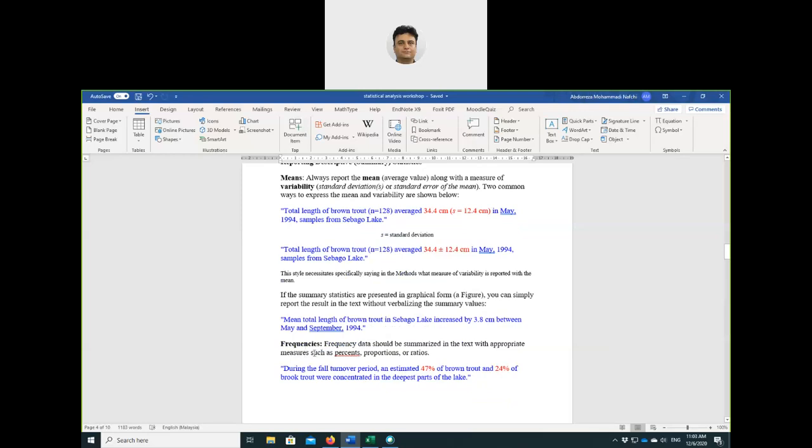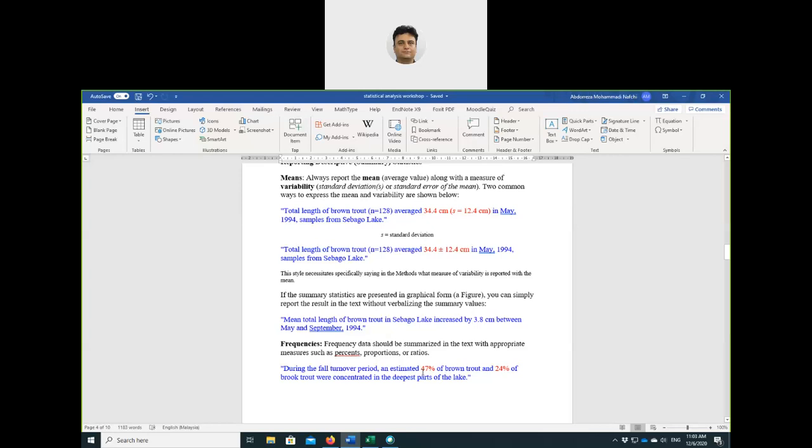If you want to report frequency data in your text, frequency data should be summarized in the text with appropriate measures such as percent. You can report by percent, proportion, or ratios. For example, during the fall turnover period, an estimated 47% of brown trout and 24% of brook trout were something like that. It's better to report as percent, proportion, or ratios instead of the number.